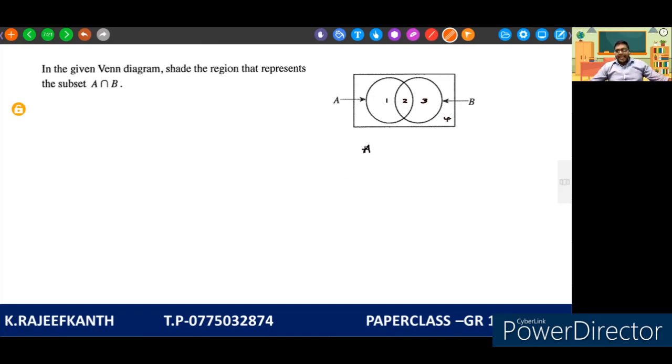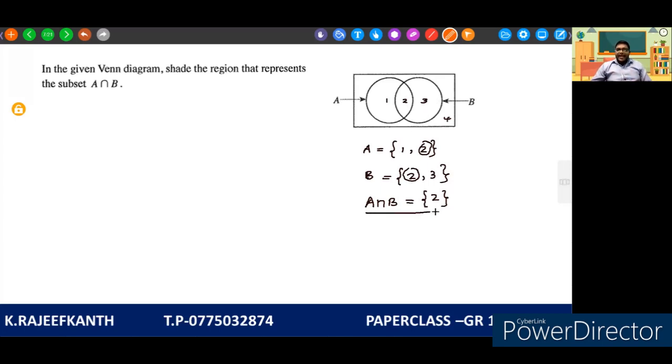Here, if we take set A, the elements are 1 and 2. The elements of set B are 2 and 3. Then what is the common element for these two sets? Here 2 is the common element, because intersection means we have to find the common element. That is 2. If we want to find A union B, then we have to take all three elements, 1, 2 and 3, right?